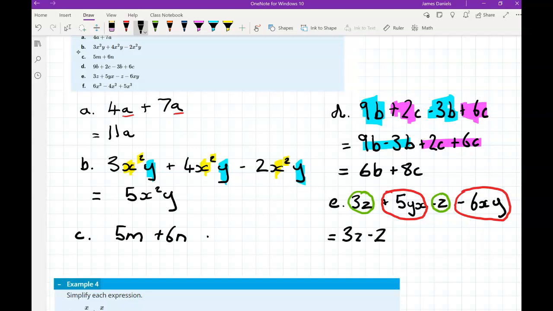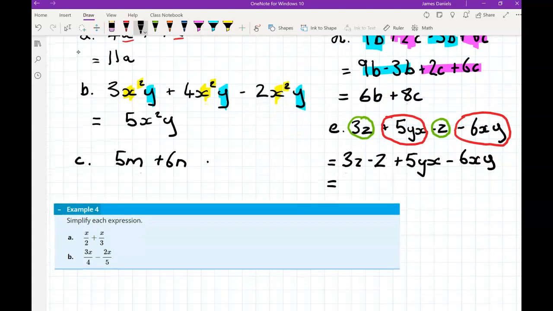3z minus z plus 5yx minus 6xy. You could write the x and y in the other order if you preferred, but they are like terms. So I can now simplify. 3z's take away 1z, 2z. Here's a bit tricky. I have 5 yx's minus 6 of them. They are like terms. 5 minus 6 is actually minus 1 yx. Now, I didn't write it in, but 5 minus 6 is minus 1. If you're comfortable writing the minus 1 in there, if it makes you more comfortable, you're more than welcome.